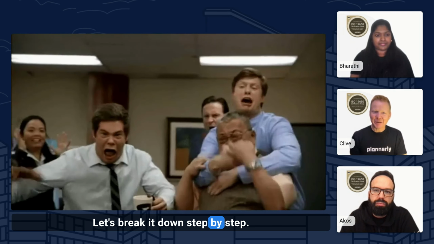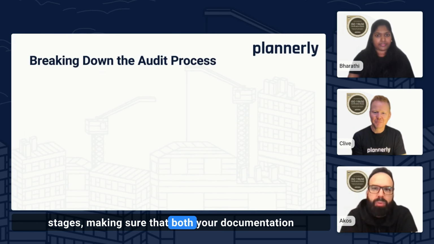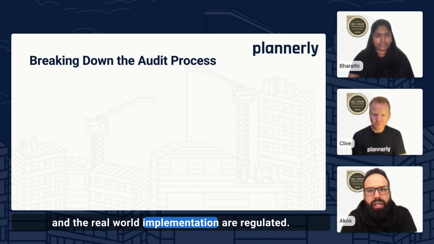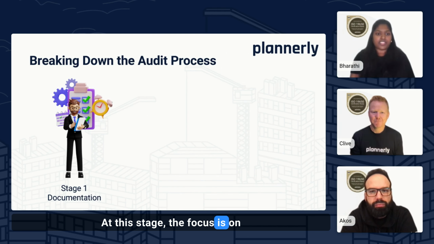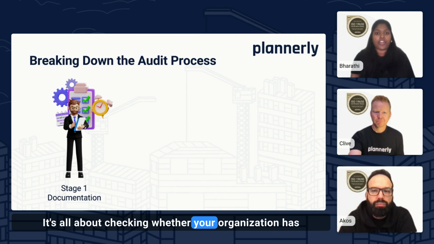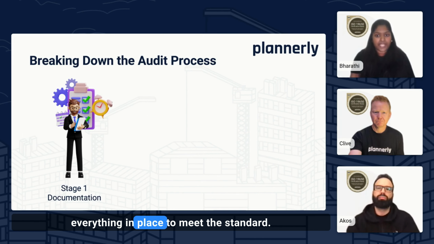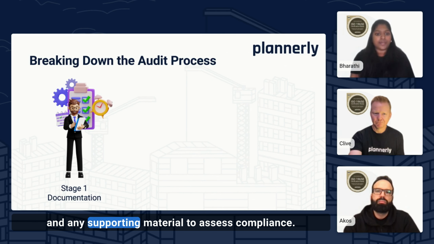Let's break it down step by step. The audit will be done in 2 stages, making sure that both your documentation and their real-world implementation are evaluated. Stage 1 is called the documentation assessment. At this stage, the focus is on reviewing your processes, systems, and procedures. It's all about checking whether your organization has everything in place to meet the standard. Auditors will look at your documented workflows, policies, and any supporting material to assess compliance.